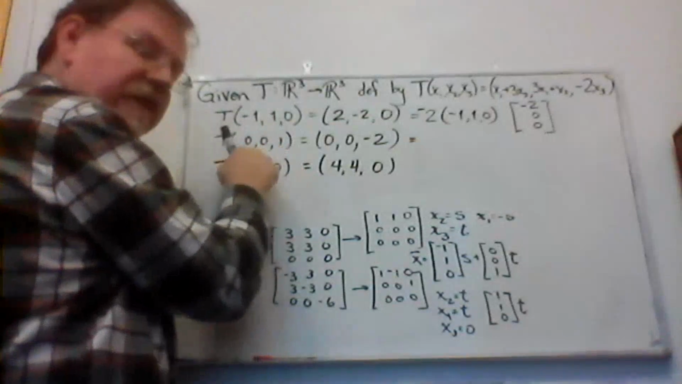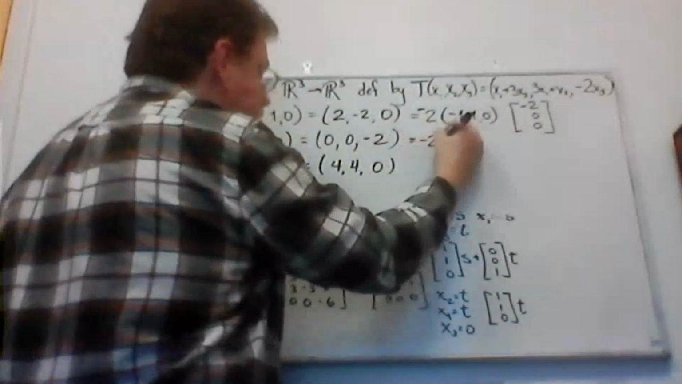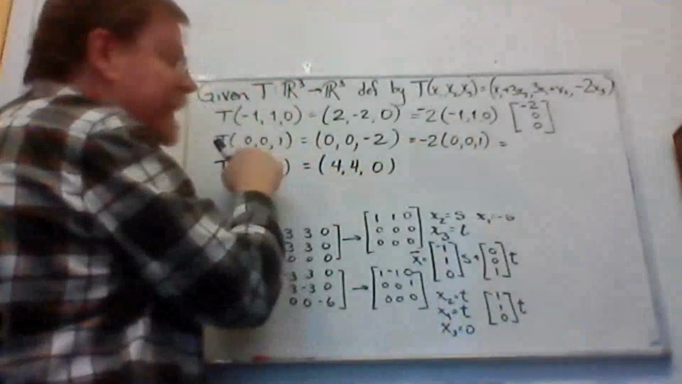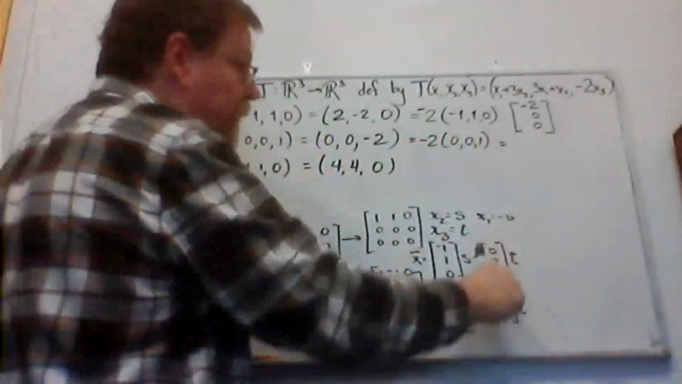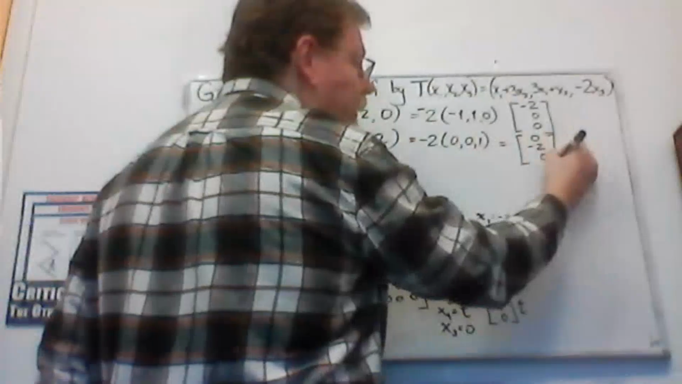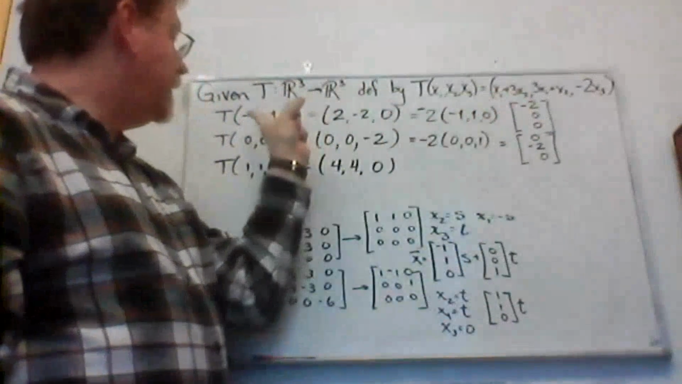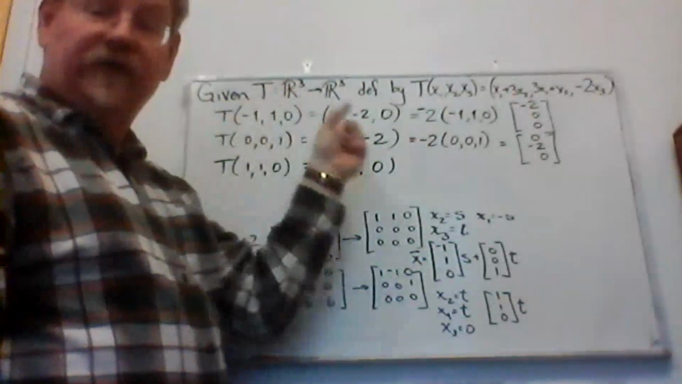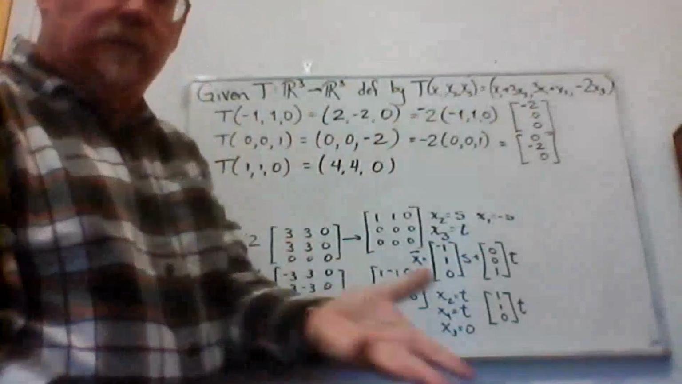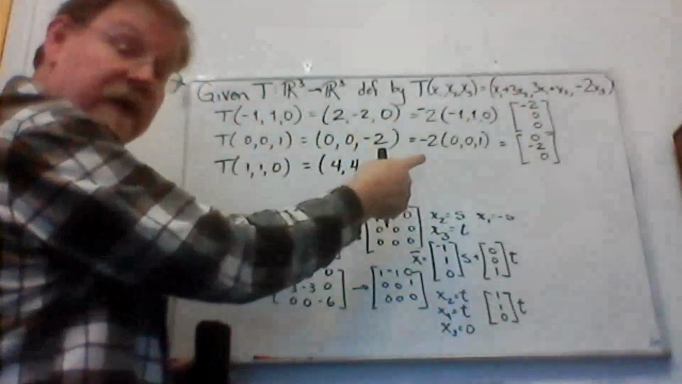Oh, but look at this. This vector right here is 0, 0, 1. Hey, that's -2 times 0, 0, 1. Now that's the middle vector of the three. So that's going to be 0, -2, 0. Again, the reason why this one was first was because we listed the -1, 1, 0 first. The reason why this is second is because the 0, 0, 1 was second. Okay. And then, hey, this looks pretty nice.